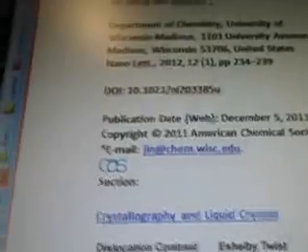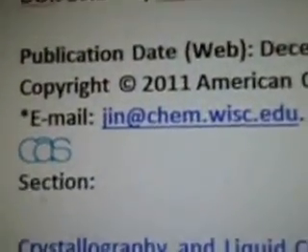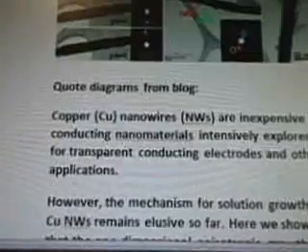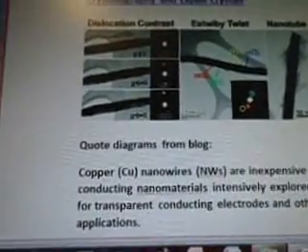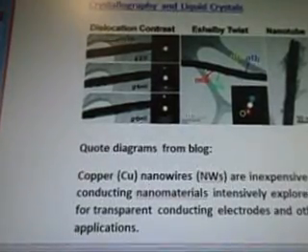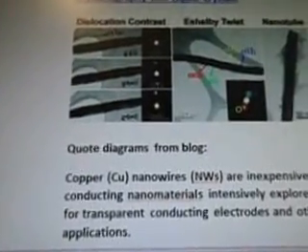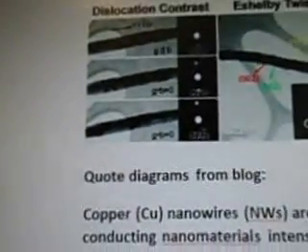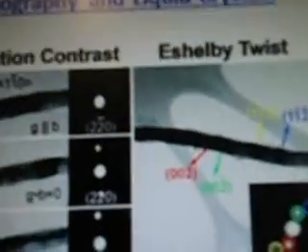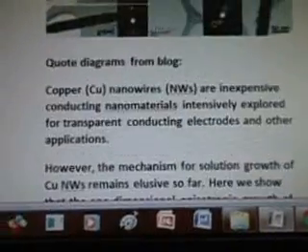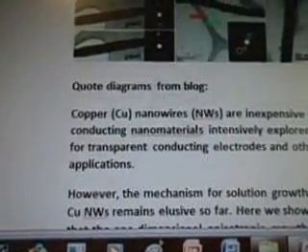So these are from USA, American Chemical. There's their contact information. Crystallography and liquid crystals. They don't know that I've done this, just so you know. I'm just video blogging my research, and their stuff came up. Thank you so much. So crystallography and liquid crystals. Okay, so we have dislocation, contrast, Eshelby, twist, and nanotube. So this is their research. Okay, so quote and diagrams are from a blog.